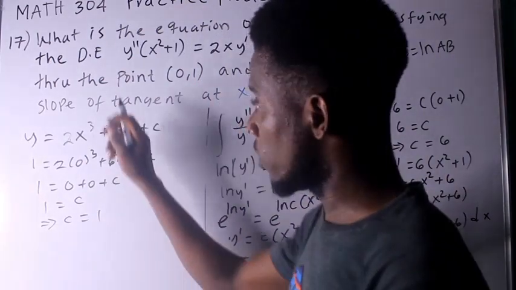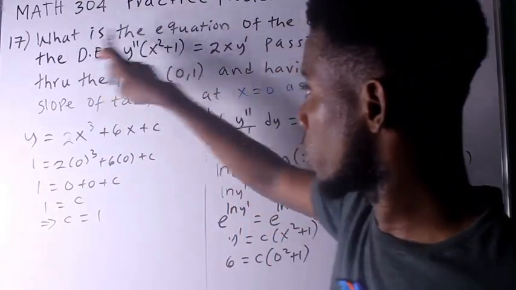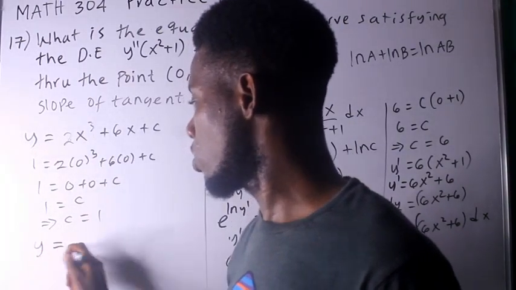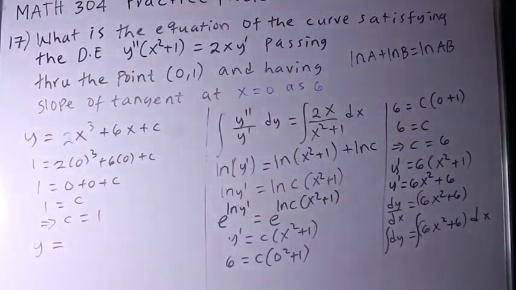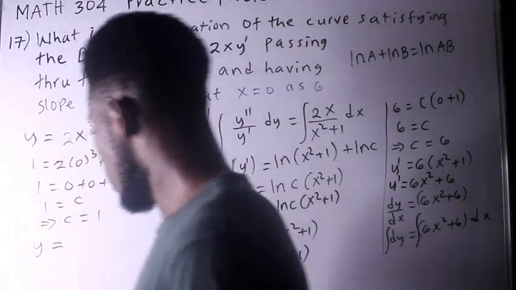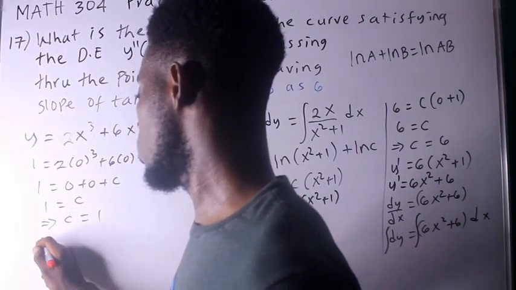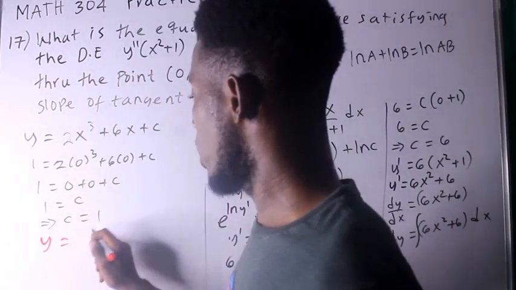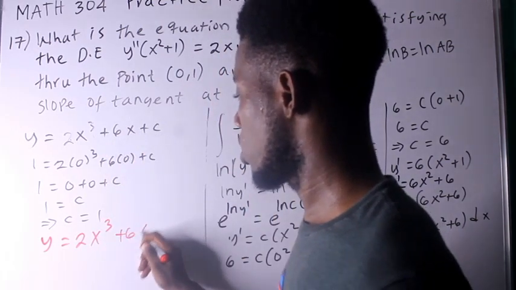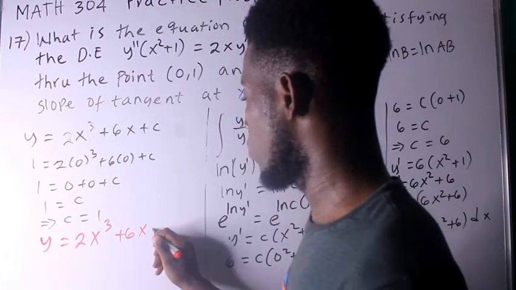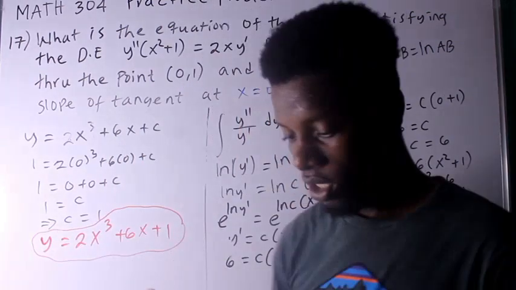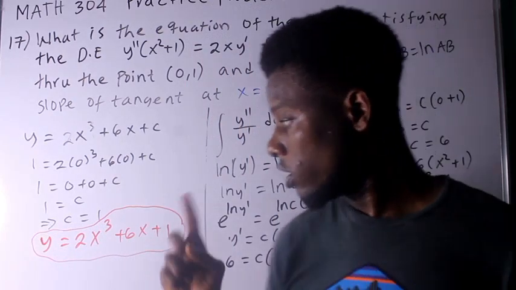And the final equation for this question, which is the curve that the question is asking for, is y equals... So this now is the curve that the question is currently asking for. I'm just going to write that in red. Y is equal to 2x cubed plus 6x plus c. Well, no, c is equal to 1, so plus 1. This, ladies and gentlemen, is the equation of the curve in question.